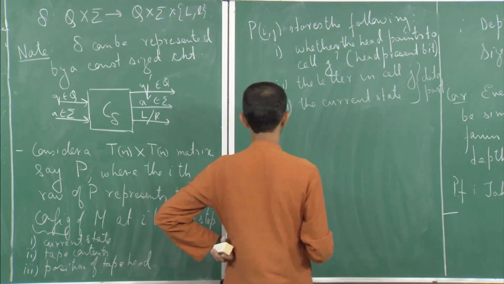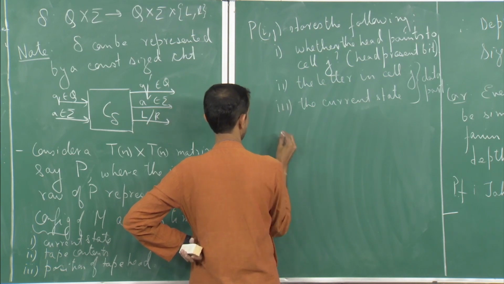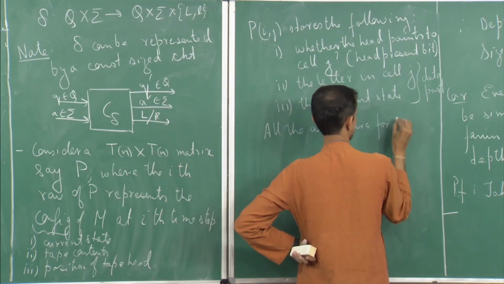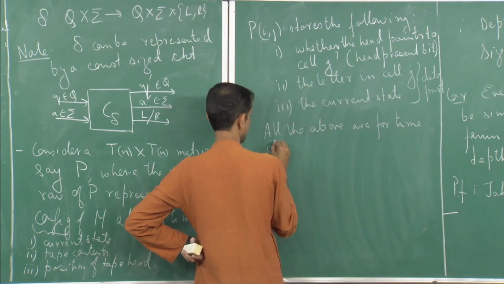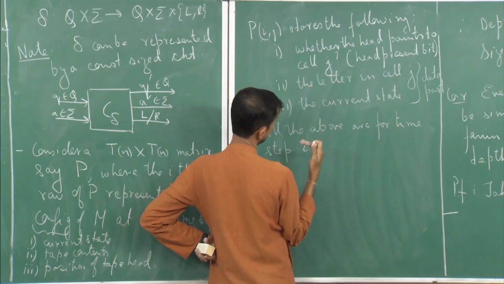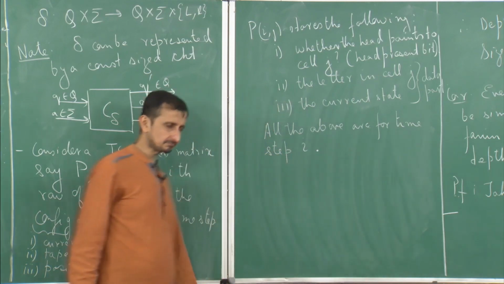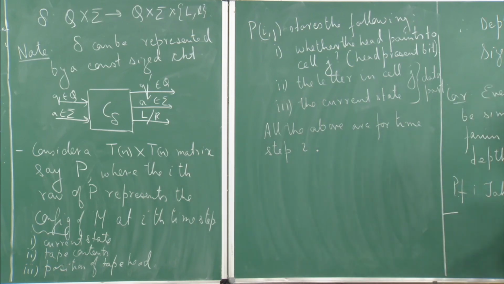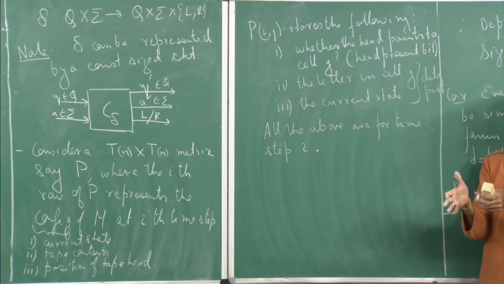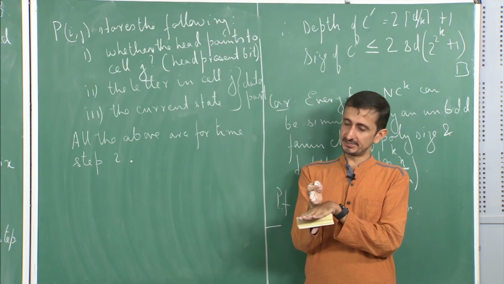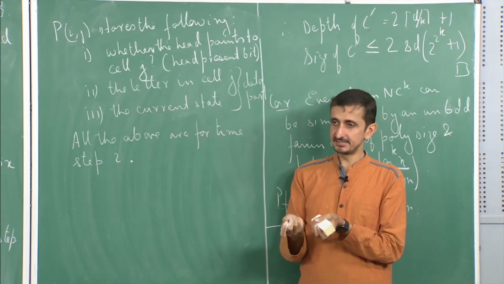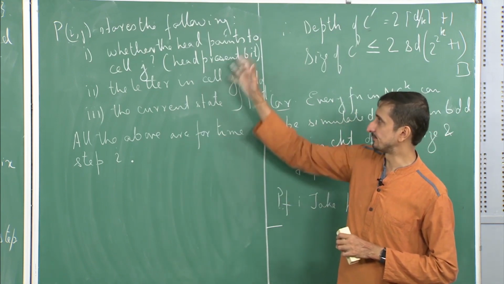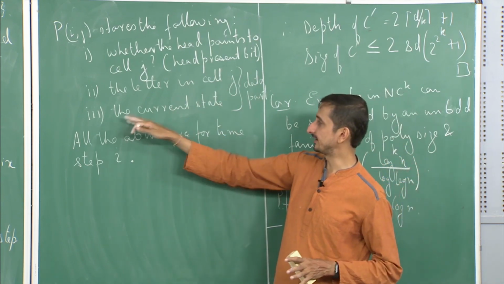Okay. And all the above are for time step I. Okay. So, now coming back to your question, why is the number of columns bounded by Tn? See, what are we storing in this matrix? In this matrix essentially we are storing the information about cell J. Whether the head is pointing to cell J or not at any time I, what is the letter in cell J again at any time stamp I, and what is the current state when the head is pointing over here. If the head is not pointing, the current state does not matter, but anyway we can keep something.